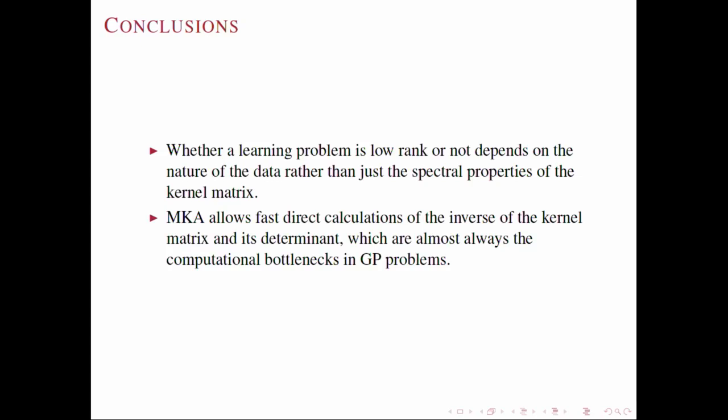In conclusion, we believe that whether a learning problem is low rank or not depends on the nature of the data rather than just the spectral properties of the kernel matrix. And more importantly, we propose MKA, which allows fast direct calculations of the inverse of a kernel matrix and its determinant, which are almost always the computational bottlenecks in Gaussian process problems.